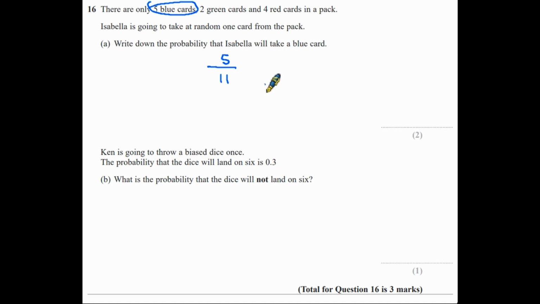And that's the probability. Part B, Ken is going to throw a biased dice once. The probability that it will land on a 6 is 0.3. What's the probability that it won't land on a 6? Well, the dice is either going to land on 6 or it isn't. Those are the only possibilities. And we know that all probabilities total 1. So, if the probability of it landing on a 6 is 0.3, then the probability of it not landing on a 6 is 0.7, because that has to add up to 1. So our answer is 0.7.